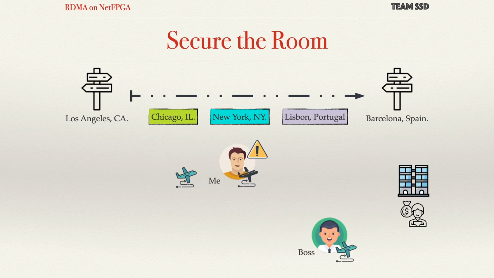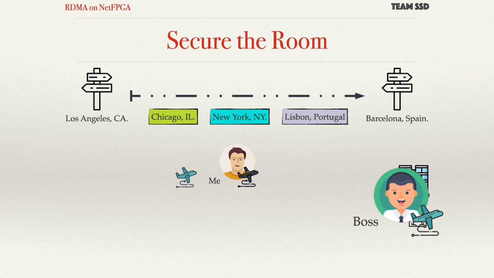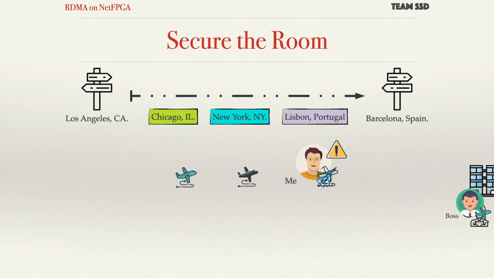Well, my boss will keep flying. I had to transfer again in New York. And my boss is already in Barcelona, living his best life in that single room. I have to transfer again in Lisbon, Portugal. And well, I finally got to Barcelona. That single room has been gone.